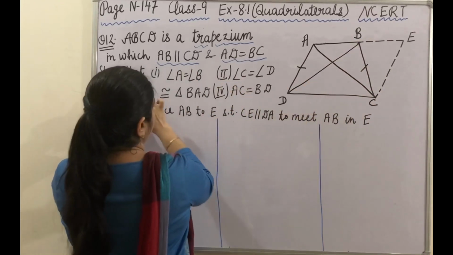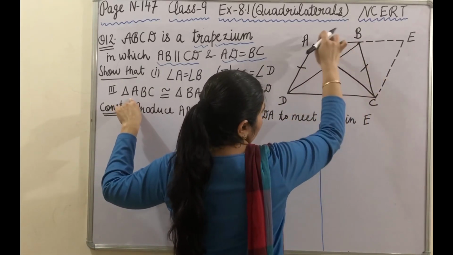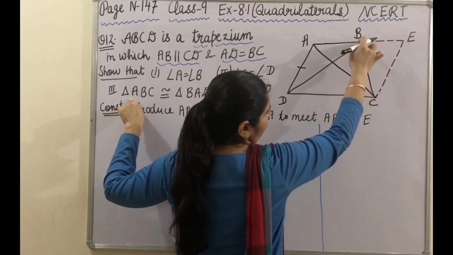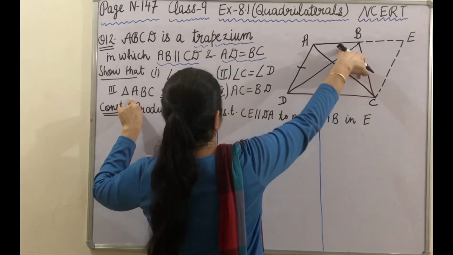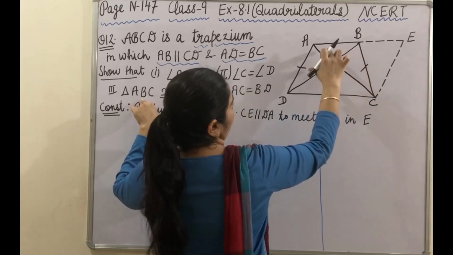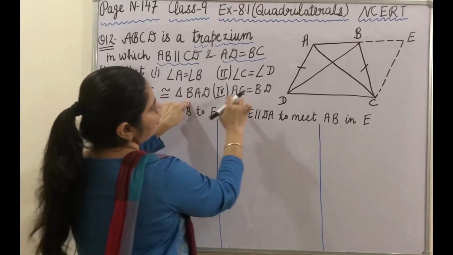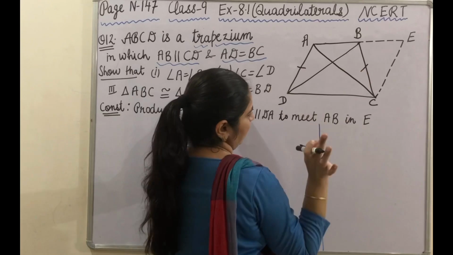In the third part, triangle ABC. Because the triangle is required, here I have joined this AC diagonal and BD diagonal. So this is triangle ABC. Triangle ABC is congruent to BAD. We have to prove this in the third part, and in the fourth part, AC is equal to BD. Both the diagonals are equal, we have to prove.